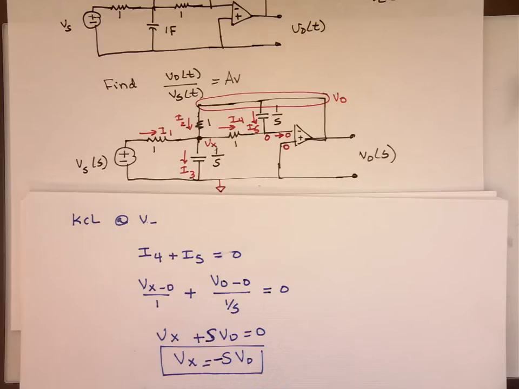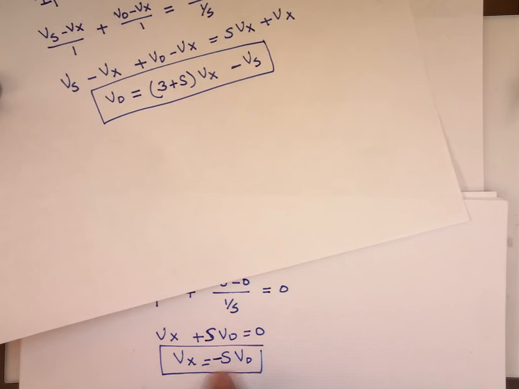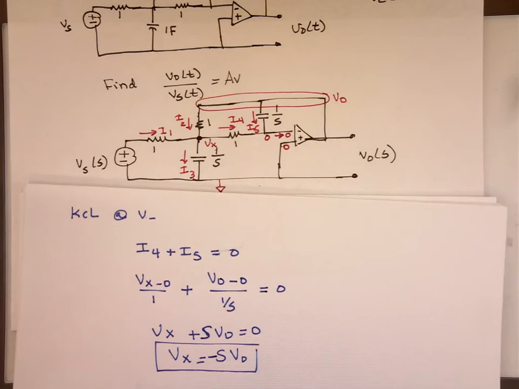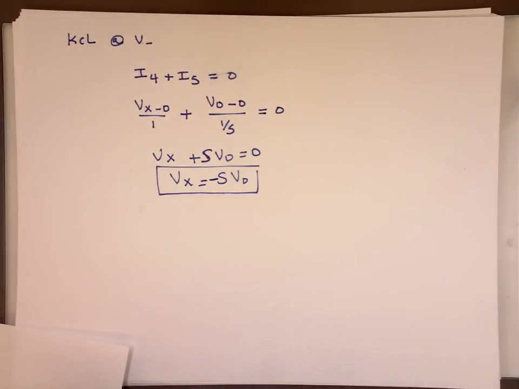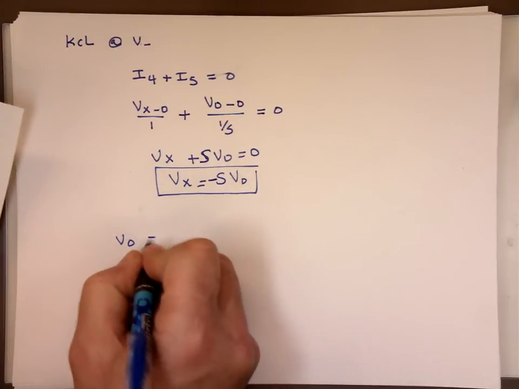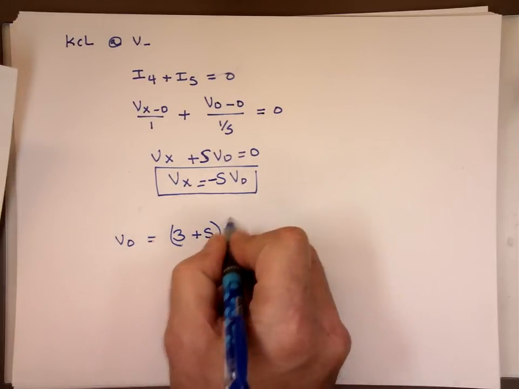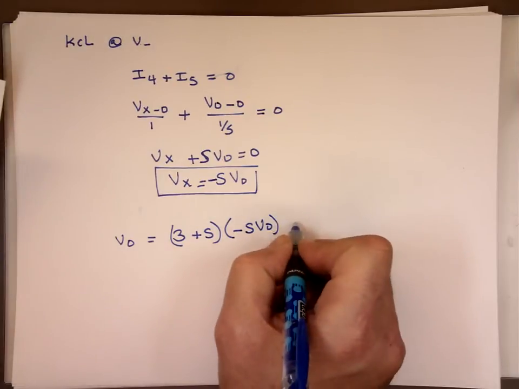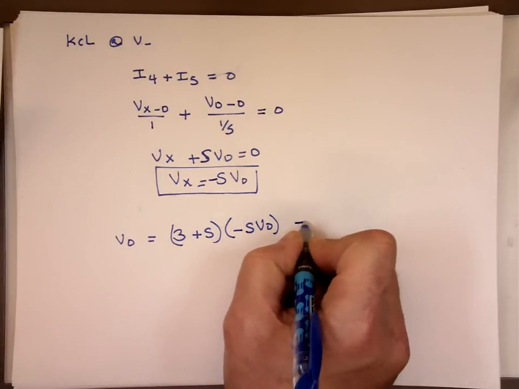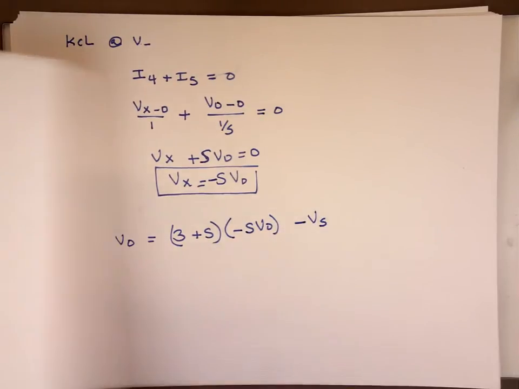So now we get two equations by two unknowns. Can we do a substitution? We know what Vx is, or replace Vx by what? Negative SV out. So let's see what's going to happen. V out equals 3 plus S times Vx, which is what? Negative S V out minus what? Vs, from this equation.